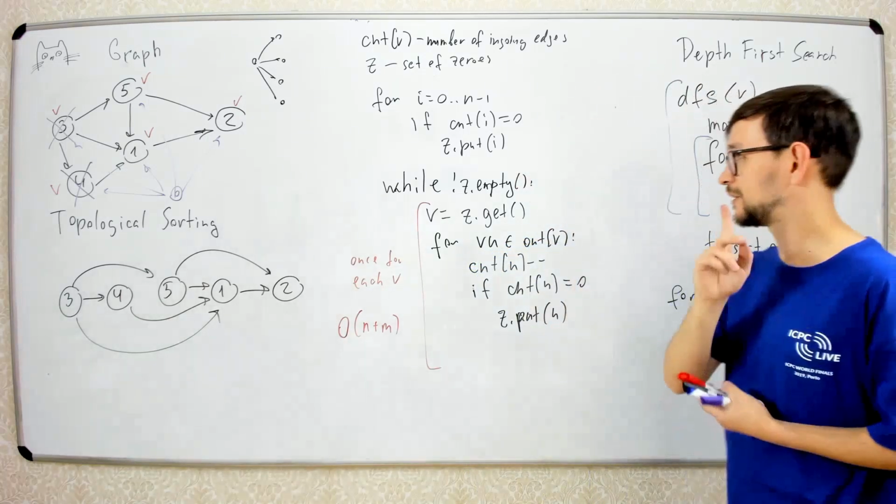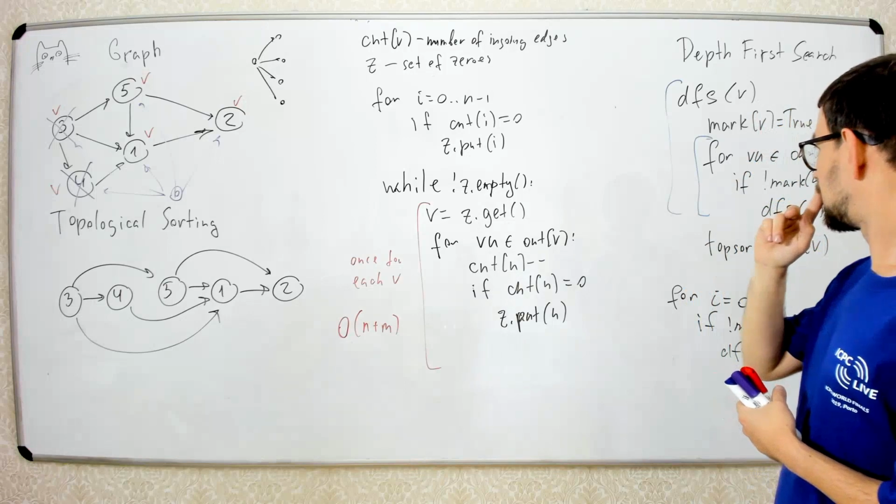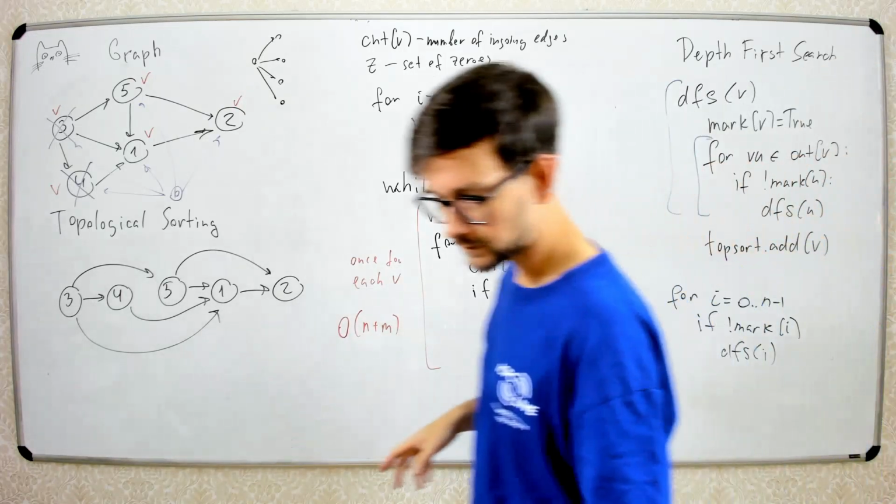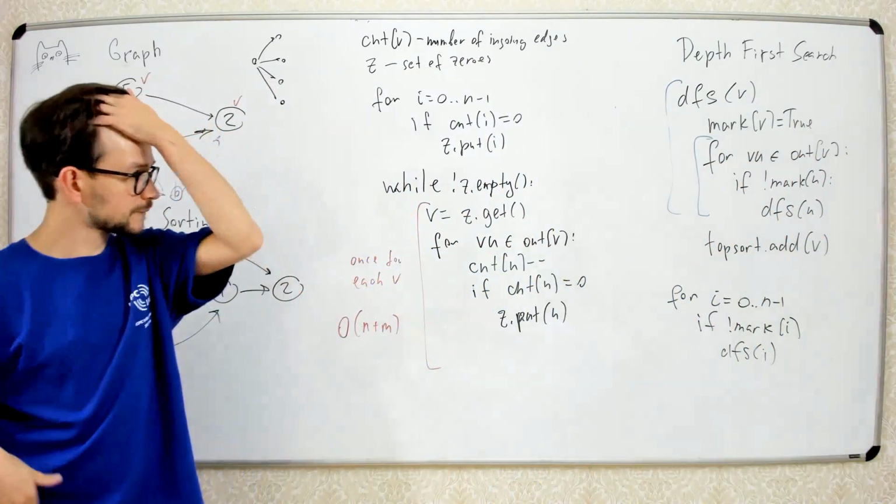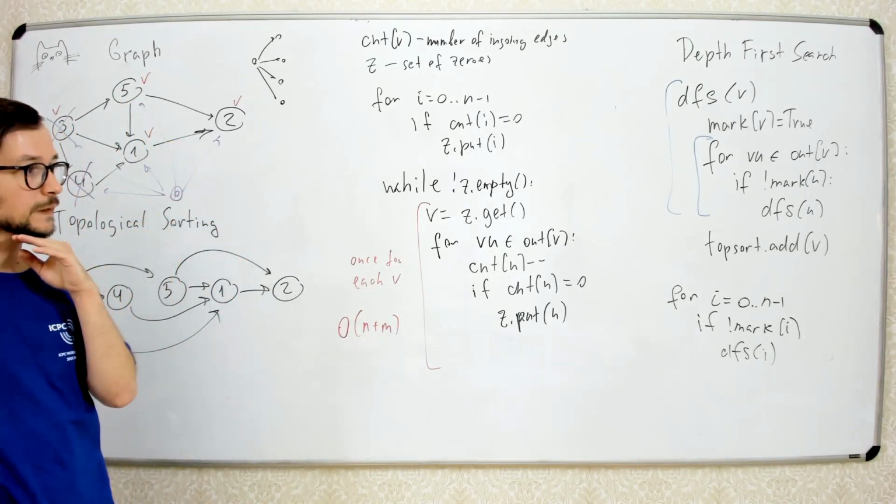We'll talk about dynamic programming in the end, okay? Nice. So that's all. That's how you build the topological ordering of your graph.